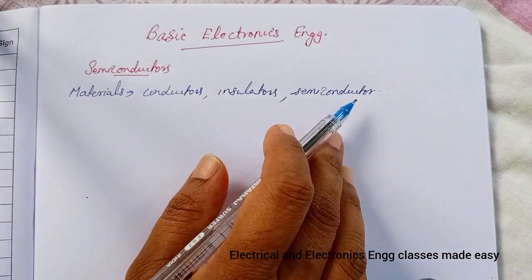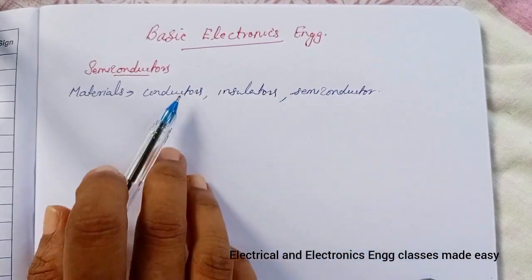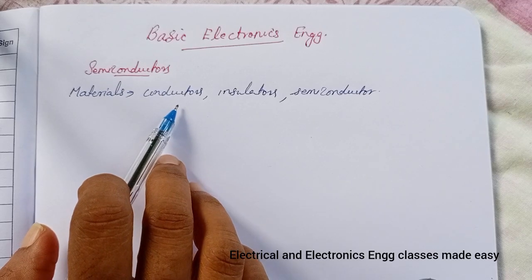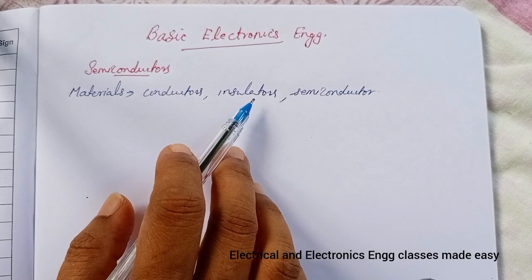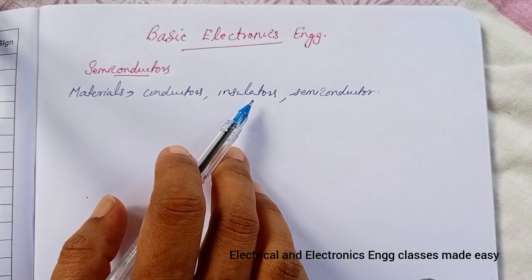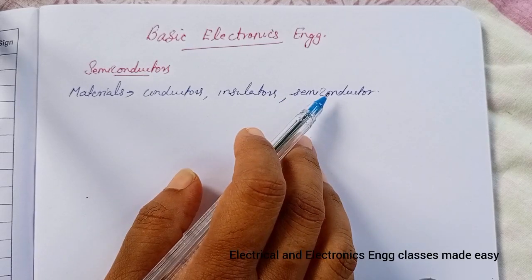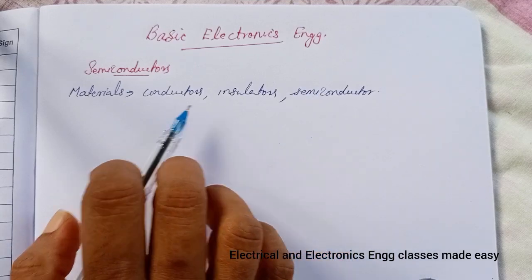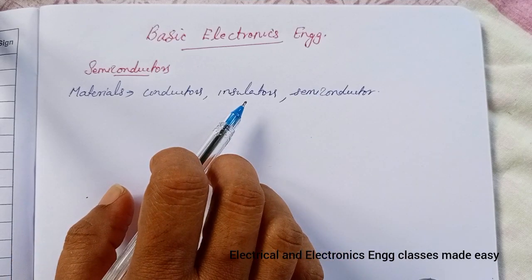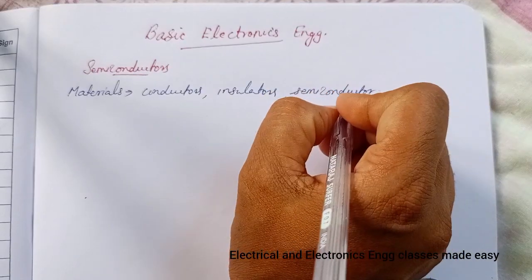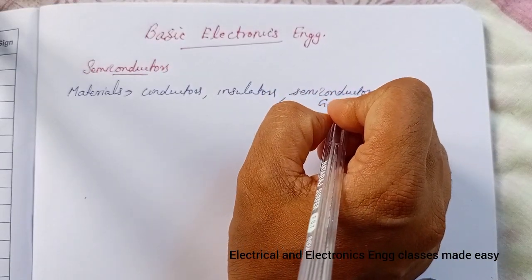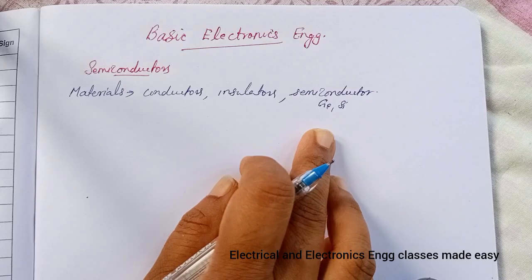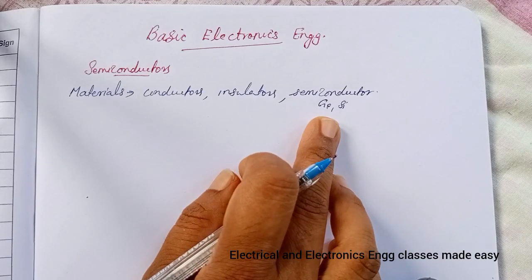And based on their conducting properties, the conductors are usually good conductors of electricity. Insulators are bad conductors, and semiconductors have conductivity which lies in between that of conductors and insulators. And germanium and silicon are two most commonly known semiconductor materials.